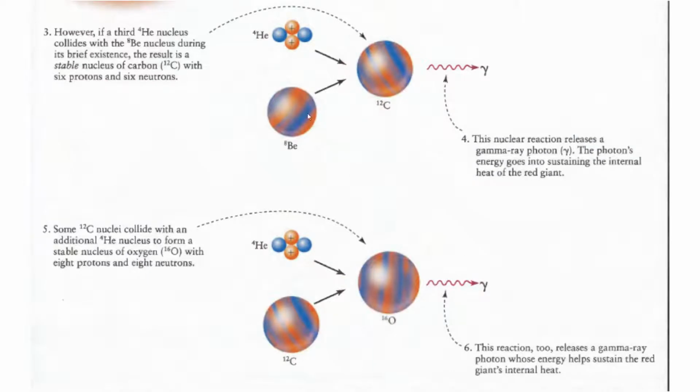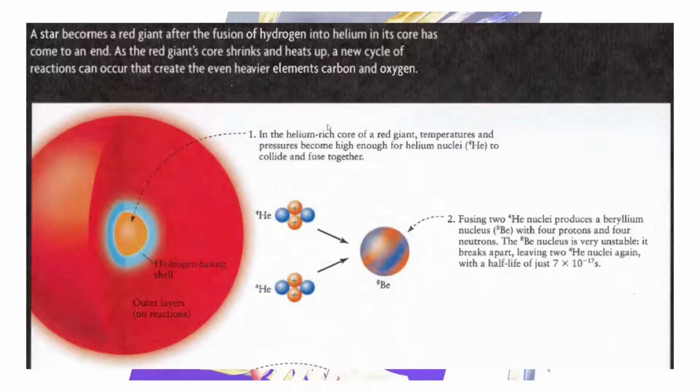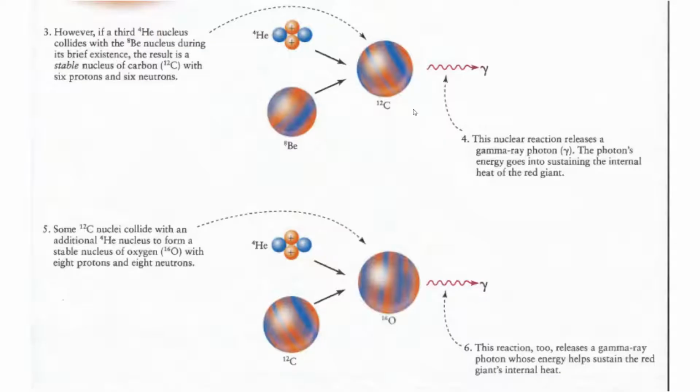However, if in that extremely short amount of time it happens to bump into a helium atom, they actually combine and make a carbon atom. And this carbon atom is stable. It just releases a little bit of energy before becoming stable. So that's how carbon is actually made. We know how helium is made through the proton-proton chain, and now we have this process making carbon.